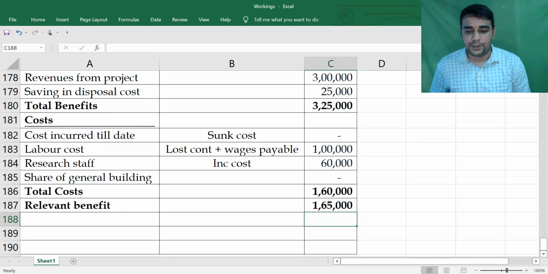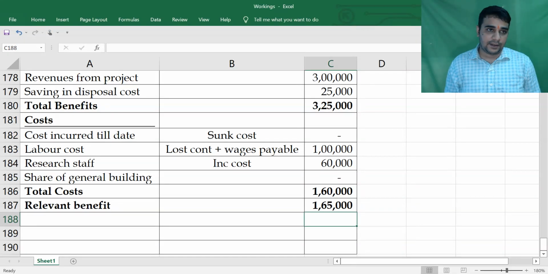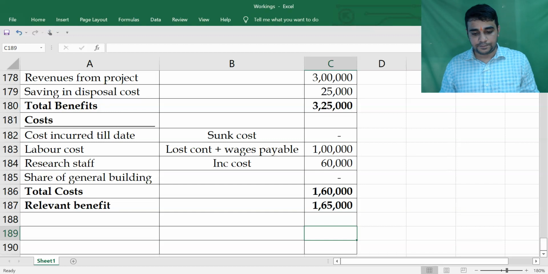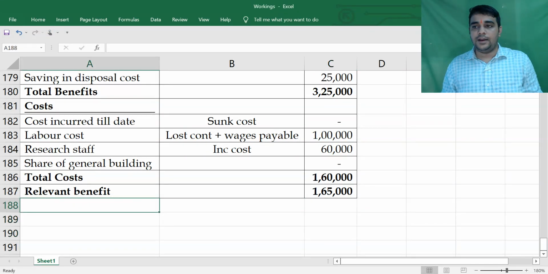You could have made some mistakes, that's perfectly fine. Whatever mistakes you have made, you can correct. The minus 25,000 can come in the cost side, and the relevant benefit will net be again 165. Overall benefits would be 3 lakh, overall cost would be lesser, and net benefit would be 1,65,000. Whatever way you want to present it, either as a benefit or as a negative cost item. Clear? Any doubts on this?